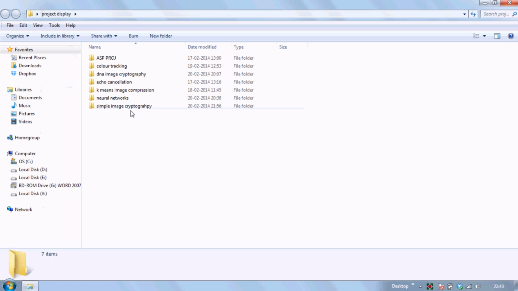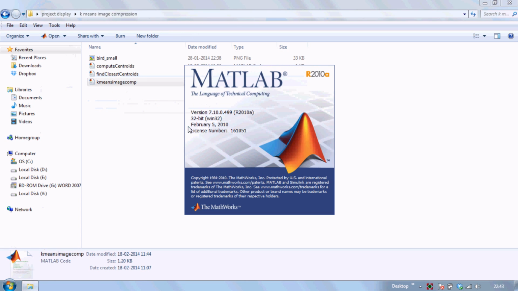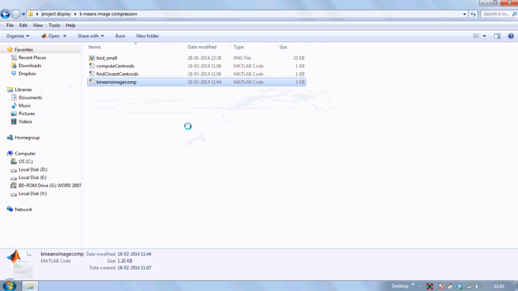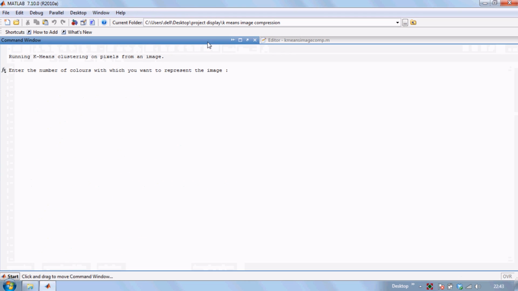Okay, for my third project, I'll probably go for k-means image compression. This is also a very nice project. This is an image compression algorithm which is actually not used nowadays. Anyway, it'll give you a basic insight about k-means algorithm and image compression. I'll run the code. Enter the number of colors with which you want to represent the image. I'll probably give 16. It will take some time.